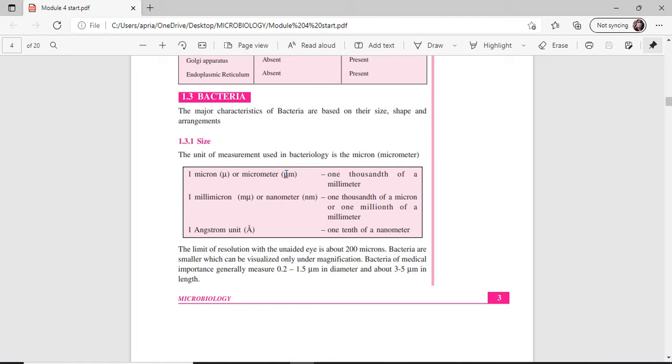Micrometer is one thousandth of a millimeter. That's the conversion. Then you have 1 millimicron, or 1 nanometer, one thousandth of a micron, or one millionth of a millimeter. Then you have the angstrom unit, with a small circle on top, which is one tenth of a nanometer. So they get smaller and smaller: your micron, your millimicron, and your angstrom.